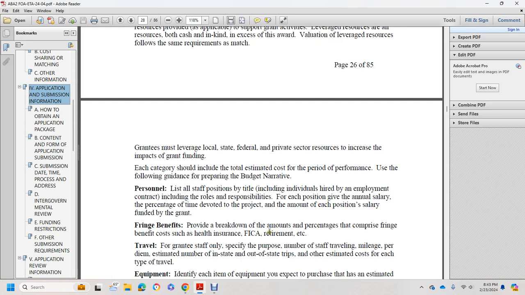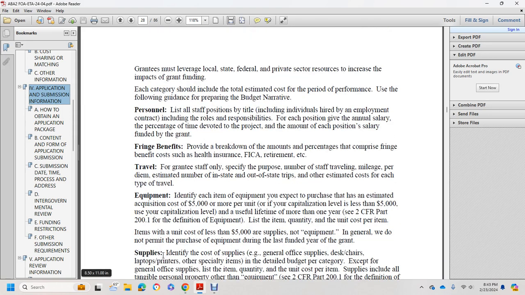Fringe benefits: provide the breakdown of the amount and the percentage comprising fringe benefit costs, such as health insurance, FICA, retirement, etc. Travel, for grantee staff only: specify the purpose, number of staff traveling, mileage, per diem, and estimated number of in-state and out-of-state trips, and the other estimated costs for each type of travel.